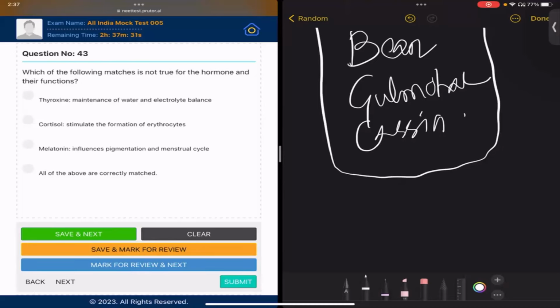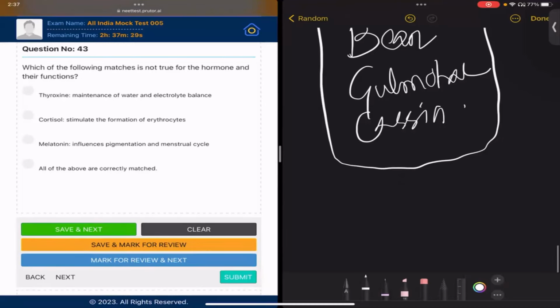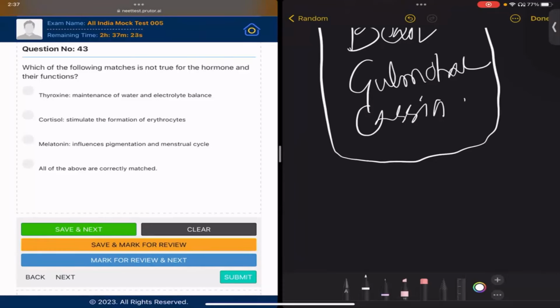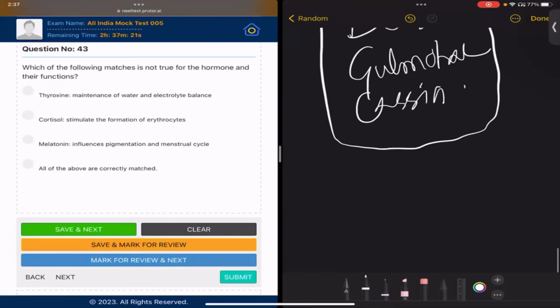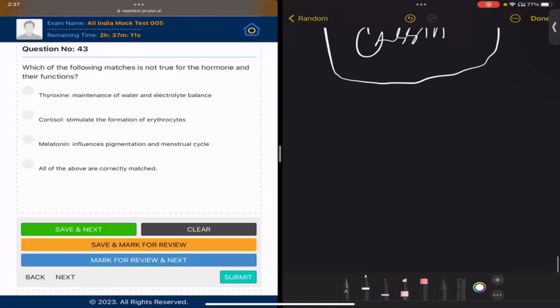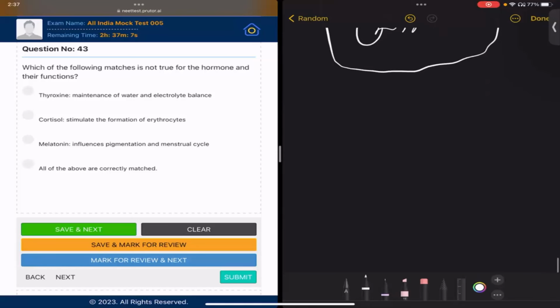Which of the following matches is not true for the hormone and their function? Thyroxine, water electrolyte balance, not exactly. Cortisol stimulates the formation of erythrocytes. Melatonin influences pigmentation and menstrual cycle. This is correct. All of the following are correctly matched? No, it is asking for incorrect. Thyroxine, maintenance of water and electrolyte balance: this is mainly for BMR regulation.